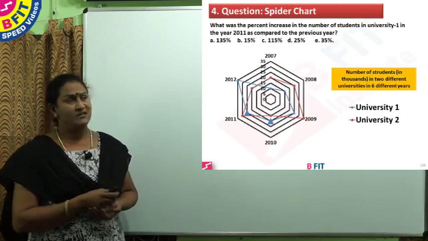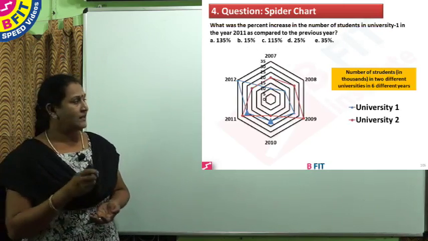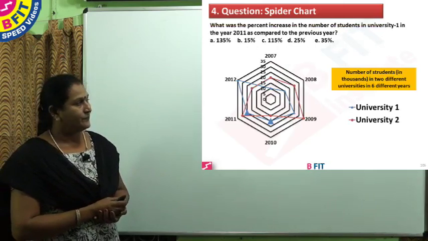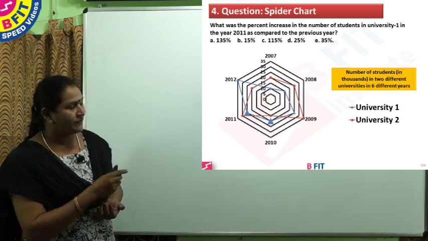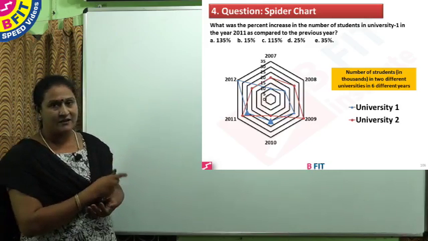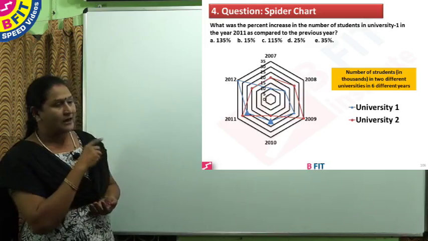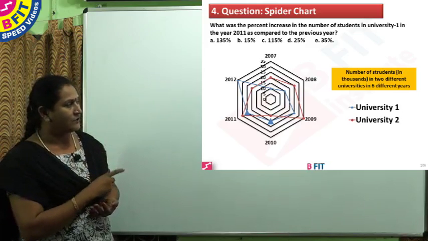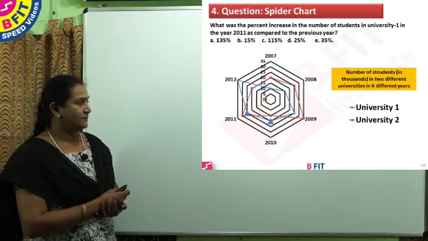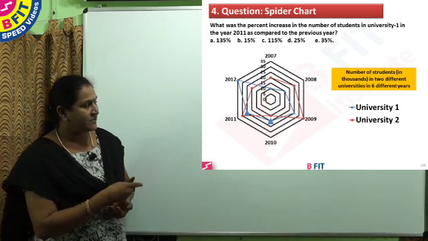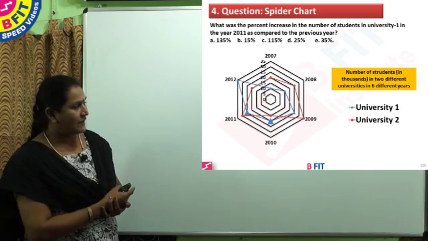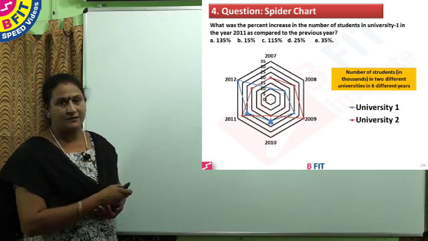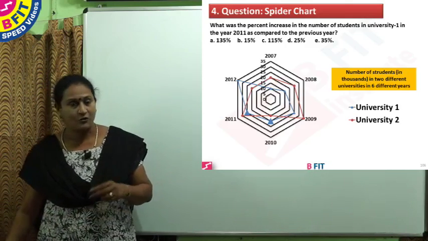So for University 1 in 2011, what was the number of students? The number of students is 25,000. It is the third hexagon from outside. So final value is 35,000, so third value will be 25,000. And the previous year, that is in 2010, what is the value? It is 20,000. So now we have got two values.